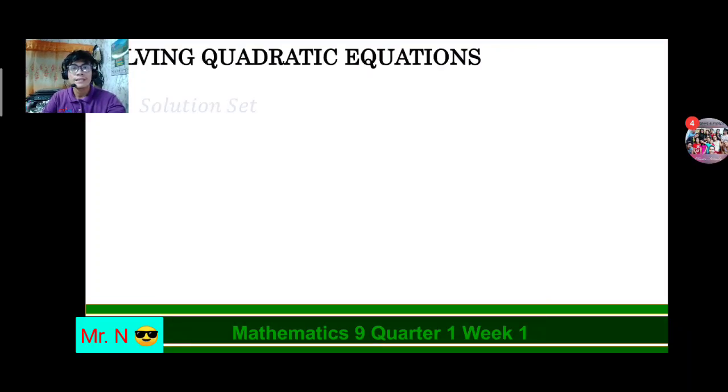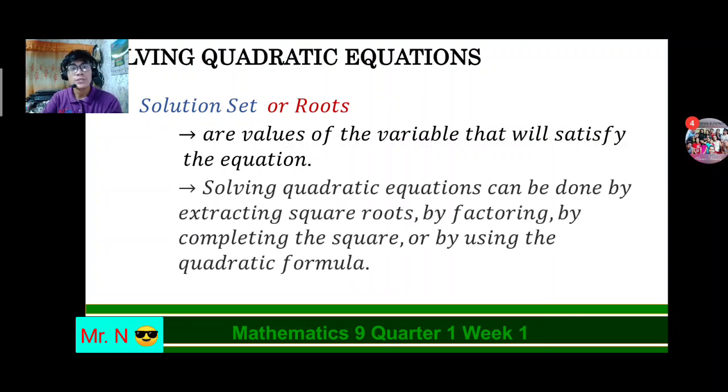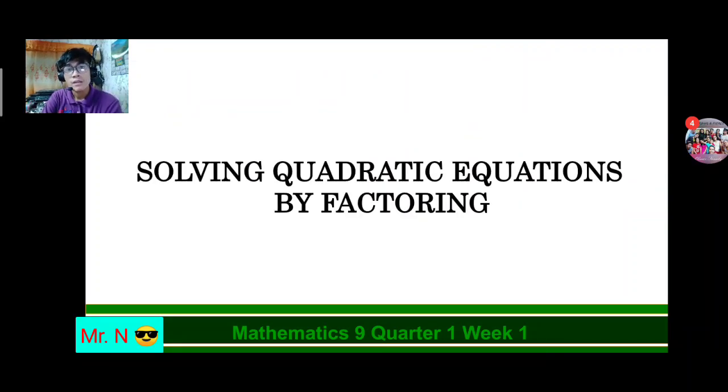Once again, let's have solution set or roots. These are values of the variable that will satisfy the equation, and we can solve quadratic equations by extracting square roots, factoring, completing the square, or by using the quadratic formula. We're done with extracting the square roots. This time, we're talking about solving quadratic equations by factoring.